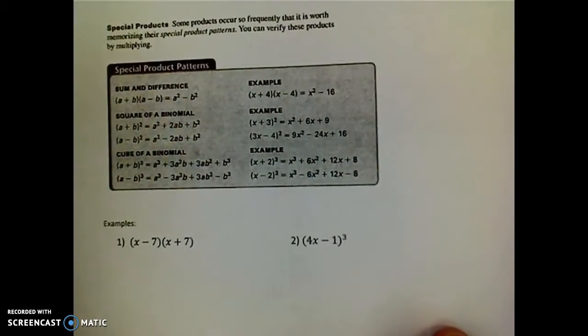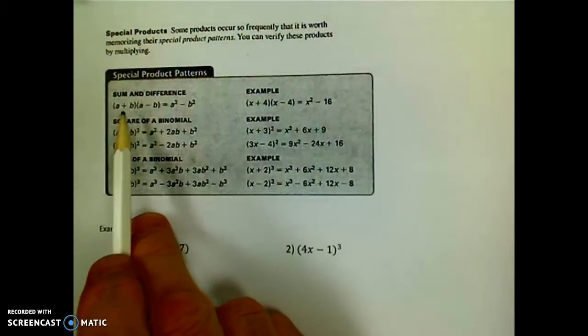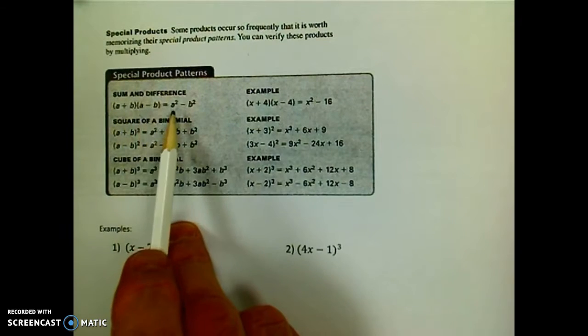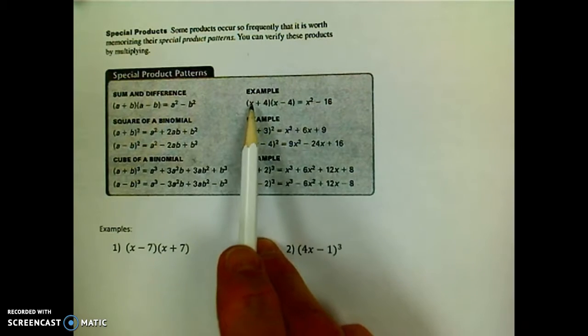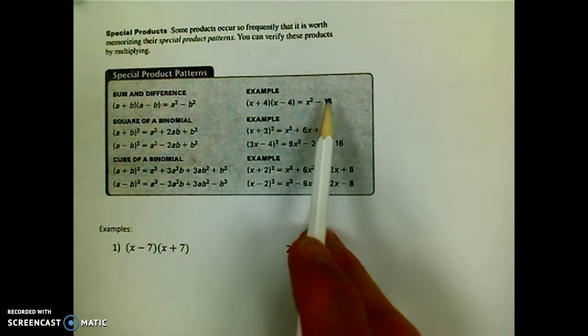You'll recall from multiplying binomials that we had some special pairs of binomials that resulted in particular patterns. The sum and difference, a plus b, a minus b, resulted in the difference of two squares, a squared minus b squared. So x plus 4 times x minus 4 gave us x squared minus 16, which is 4 squared.